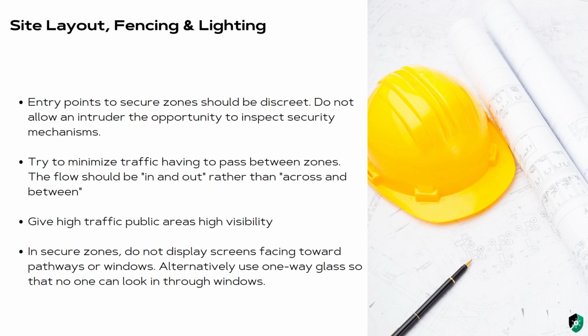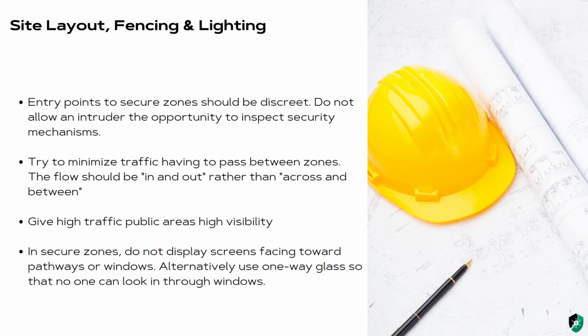We should not give an intruder the opportunity to simply wander around, snoop around, and then inspect whatever security mechanisms are in place. And then we also want to try and minimize the traffic passing between zones. So the flow should be more of like the in and out. People are going in, they're going out, they're going in, they're going out, rather than, oh, this person goes from zone A, he goes across to zone B, he goes between zone C and zone D. That becomes a bit more complicated to control. So give high traffic public areas high visibility as well.